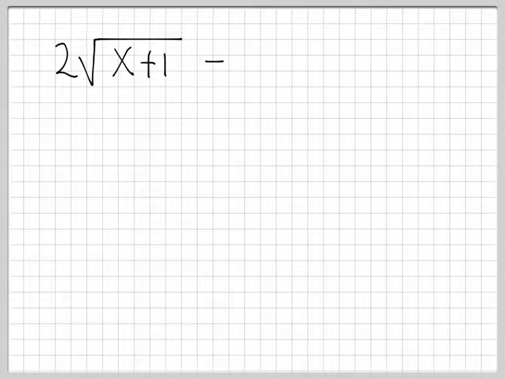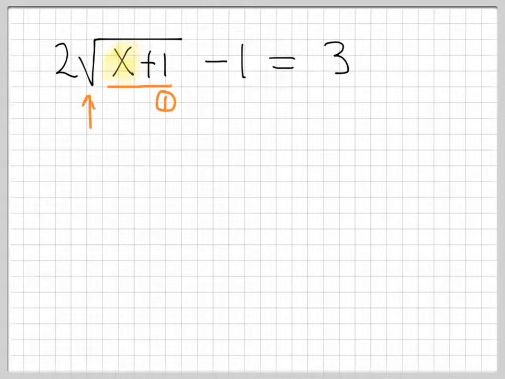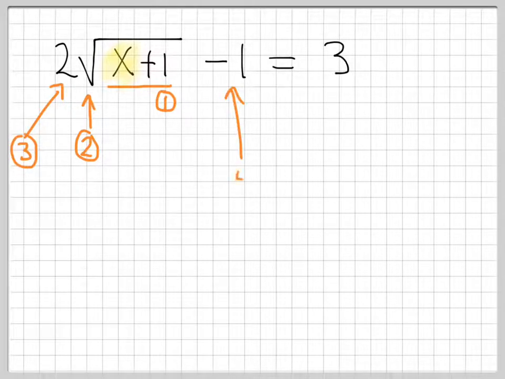So let's go for broke and try to solve this. Let's try to identify the order things are happening to x. So look at x and look at the thing that you would do first. The first thing you would do is add 1. The second thing you would do is take the square root. The third is multiply by the 2. And the fourth is subtracting 1.